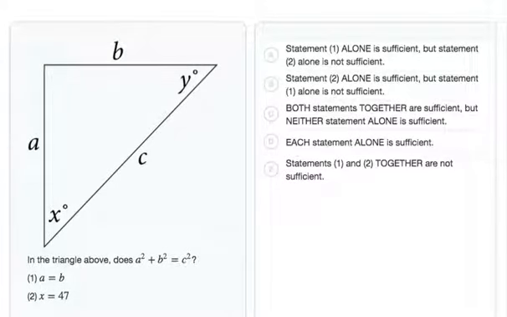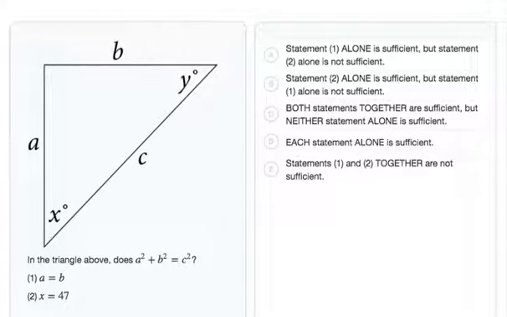To solve this data sufficiency question, we'll consider each statement separately first, then together if necessary. Before the statements, let's take a look at the question. We're asked, in the triangle above, does a squared plus b squared equal c squared?